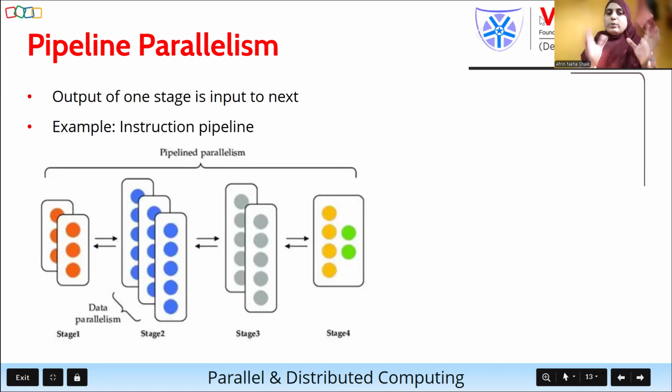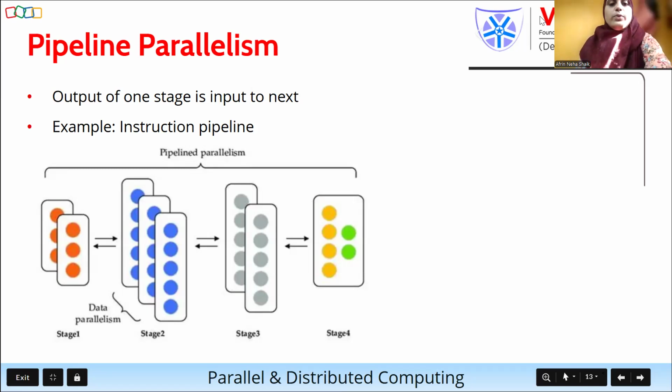Now, what are the advantage and the limitation? The advantages are that it increases throughput and makes efficient use of processors. The limitation is that the slowest stage becomes a bottleneck. The key idea is that different stages execute simultaneously, like stage 1, stage 2 and so on.